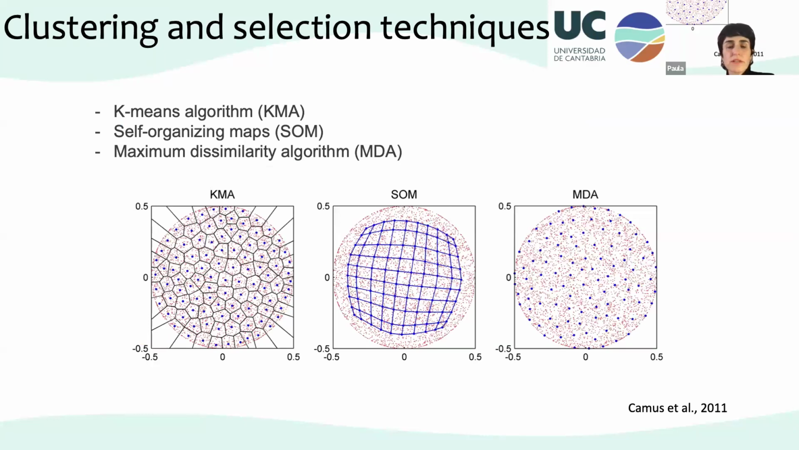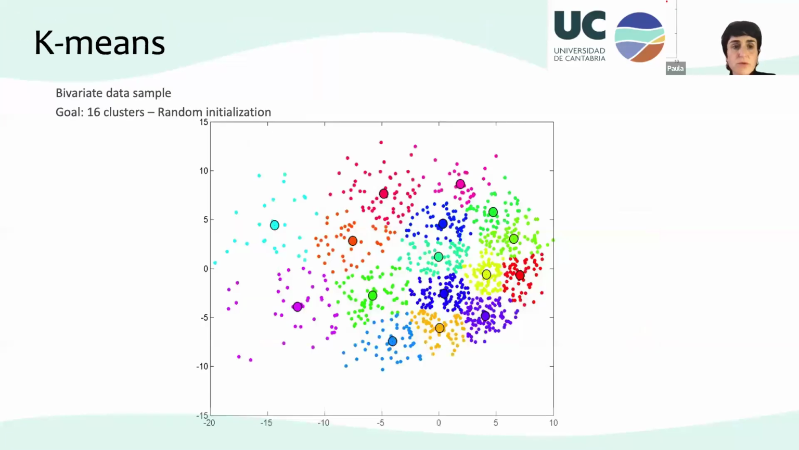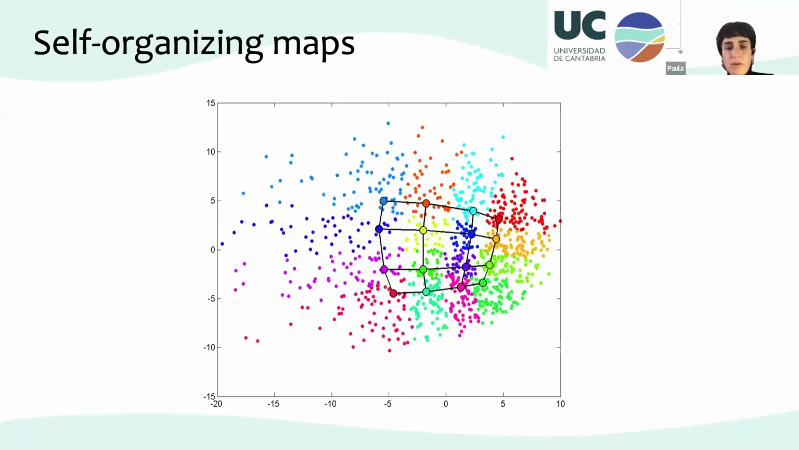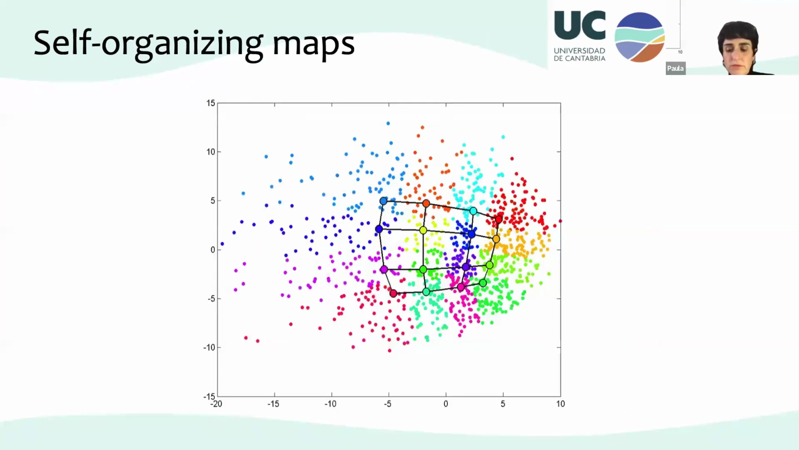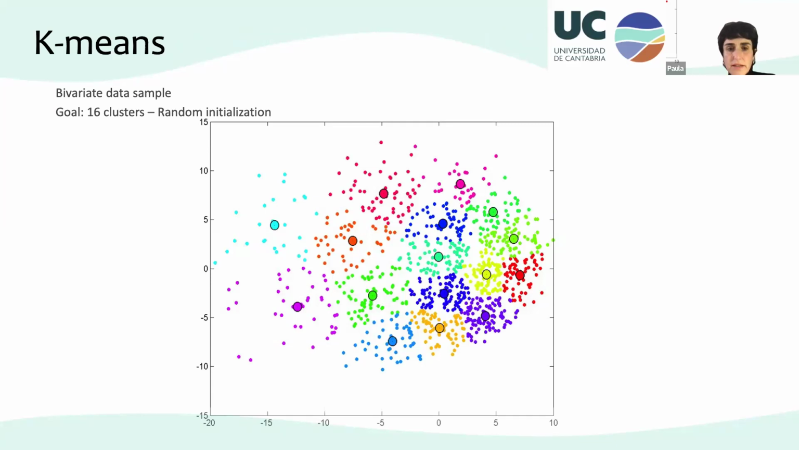Before moving on to the examples, we are going to see how these techniques work and what their advantages and limitations are. The techniques we are going to see are the Camus algorithm, self-organizing maps, and the maximum dissimilarity algorithm. So starting with the Camus algorithm, imagine that we have a bivariate data example and we want to obtain 16 clusters. The way the algorithm starts, well, sorry, the way I'm showing my presentation does not allow you to see the animation.